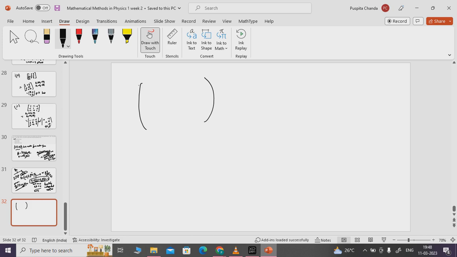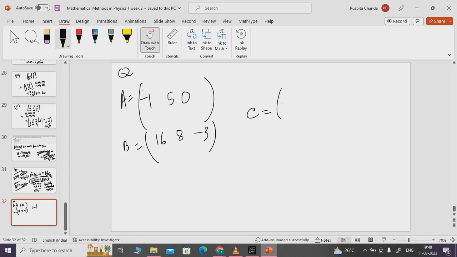Second matrix has 16 8 -3. Third matrix. The first matrix, which is row, 3 row matrices have been given. First matrix A is -1 5 0. B is 16 8 -3. C is -64, 56 and 9. If they are linearly independent or not.